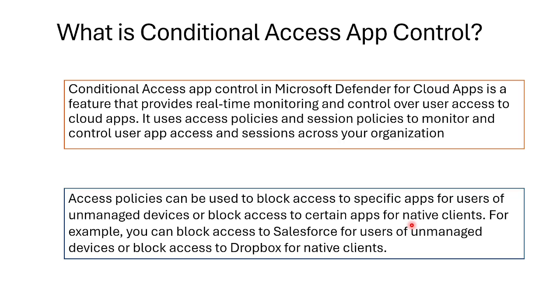In this case, we will be triggering an access policy. But in the session policy, the example wherein I talked about a user trying to access Copilot for M365 can be set as an example. Again, for example, you can block access to Salesforce for users of unmanaged devices, or block access to Dropbox for native clients. So this extends to all cloud applications that are discoverable inside your organization, not limited to Office 365, not limited to Copilot for M365.